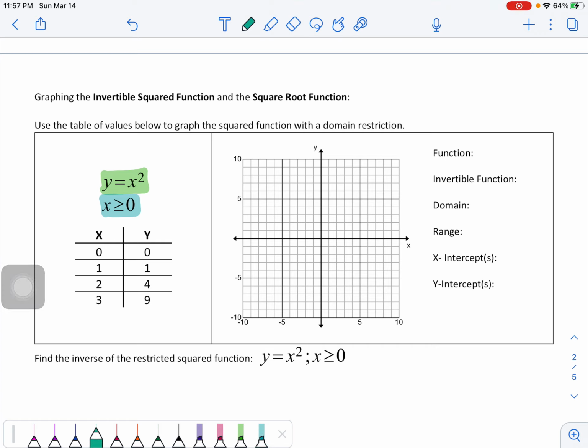So if I graph this, we've got (0, 0), (1, 1), (2, 4), and (3, 9). So the graph is going to look familiar, but it is only half of the curve that we had originally because x is only allowed to be greater than or equal to 0. So none of these values to the left here are going to have any impact on this graph. There are no values there, okay?